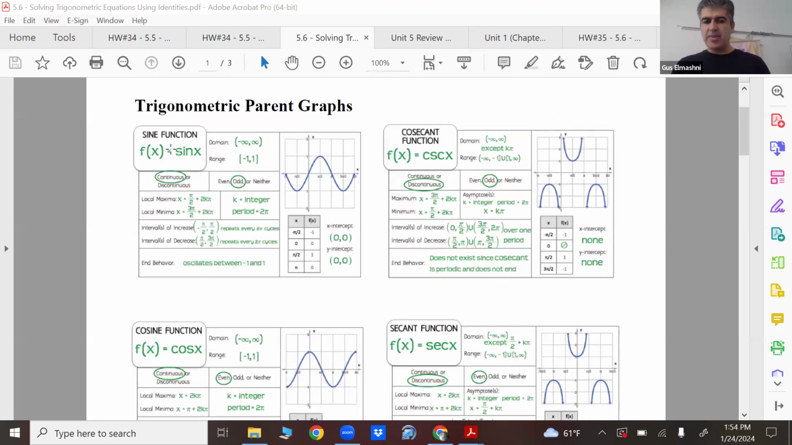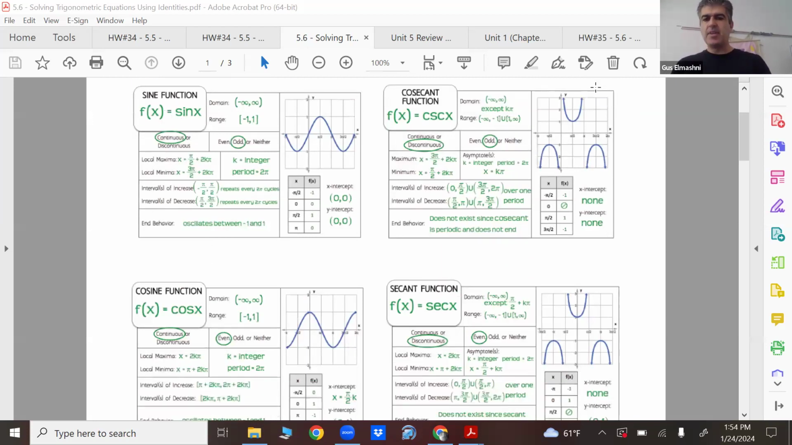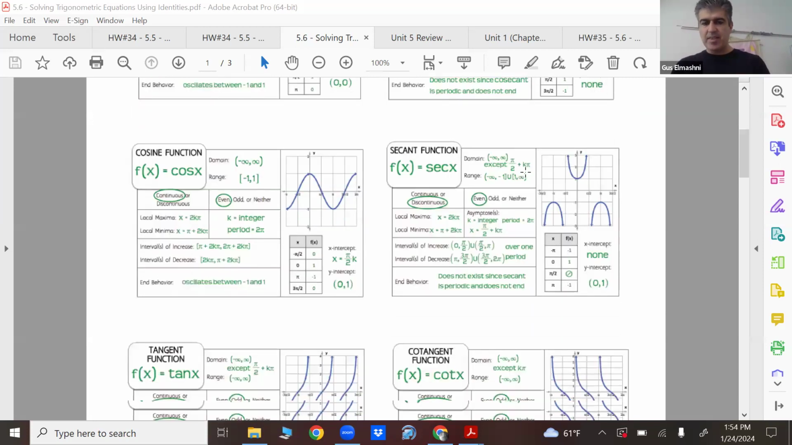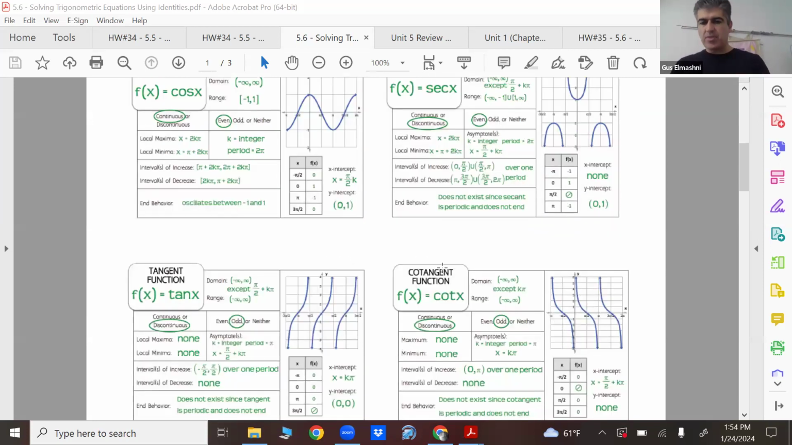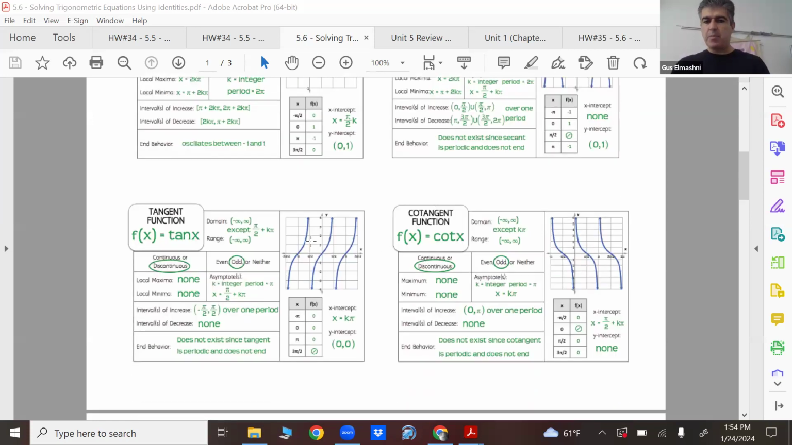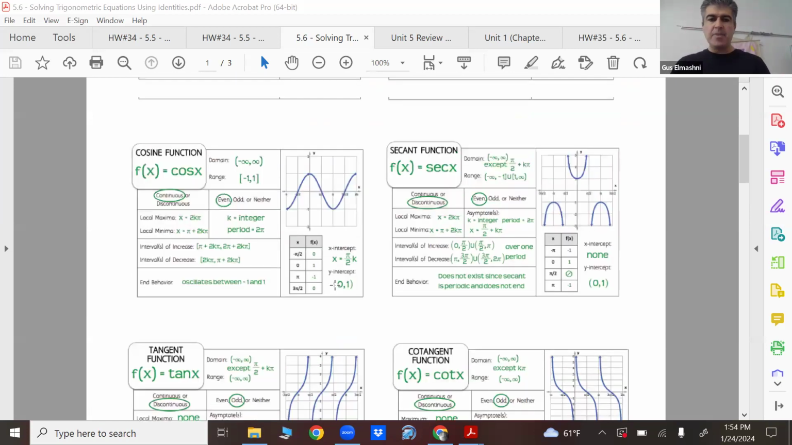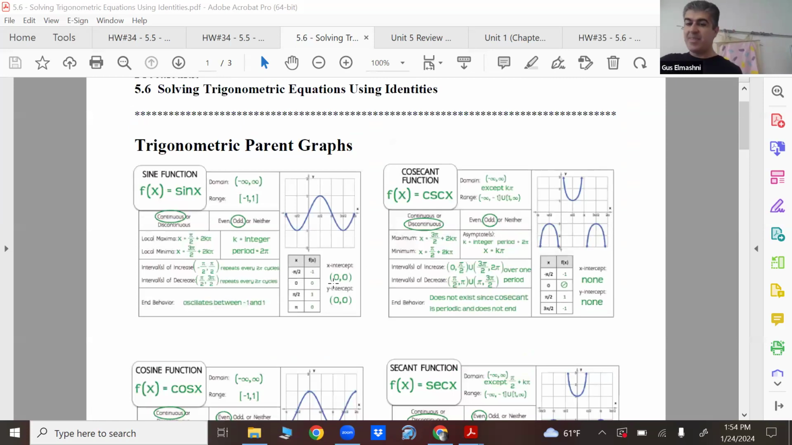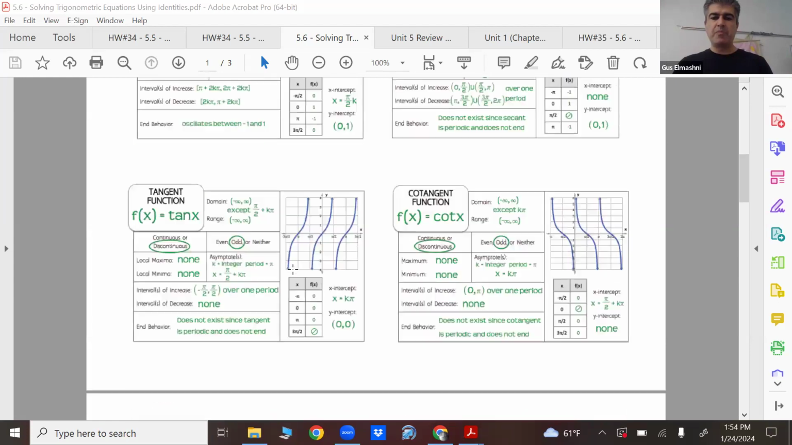Sine looks like this, cosine looks like this, cosecant looks like this, secant looks like this, tangent looks like this, cotangent looks like this. And there are all these different properties: even, odd functions, continuous, not continuous, highs, lows, asymptotes, where they increase, where they decrease. This is an incredibly comprehensive cheat sheet for graphs and trig functions, but we're not doing graphs in this unit. You did that last semester with Ms. Wong. But it's good to understand how these look, because this will help in solving equations that involve trig functions.